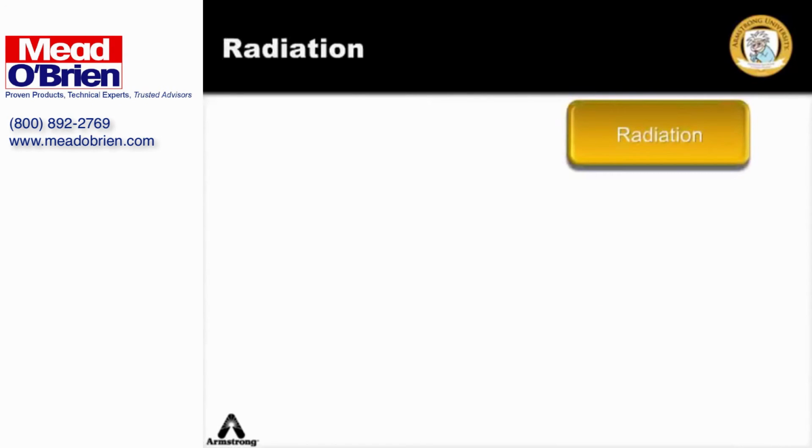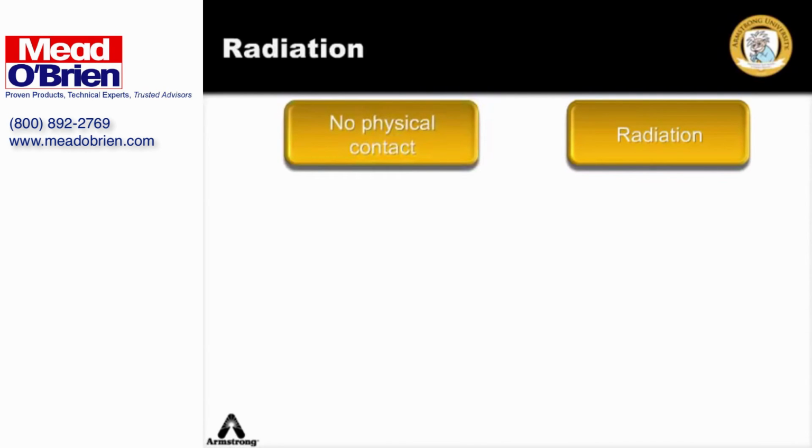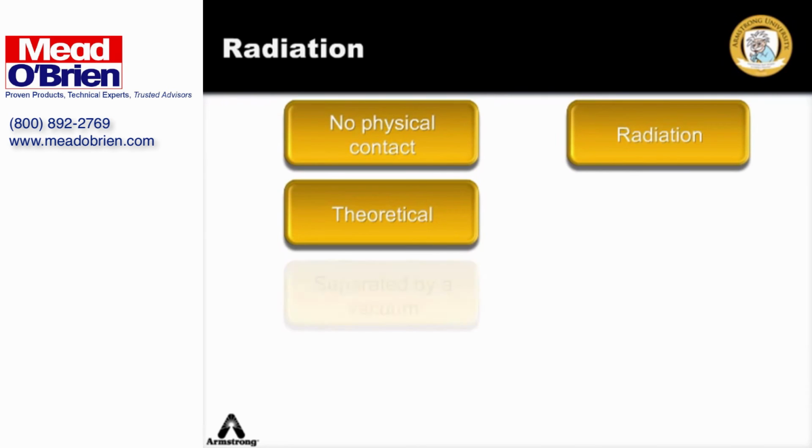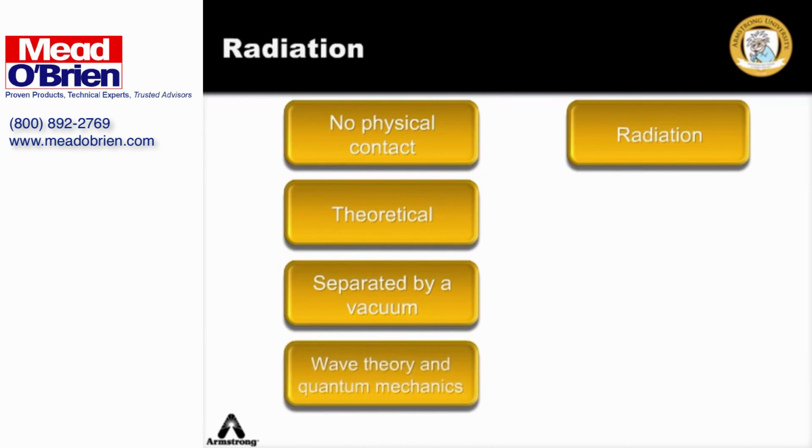Radiation is the form of heat transfer that takes place between 2 bodies that aren't in physical contact. Radiation causes sunburns that many of us get when we've stayed out in the sun for too long. Radiation is the only form of heat transfer that requires no physical contact. While we do know that it occurs because of electromagnetic radiation, usually in the infrared band, much of our understanding of it is still theoretical. We do know that it can take place between 2 bodies separated by a vacuum and is partially explained by wave theory and quantum mechanics.